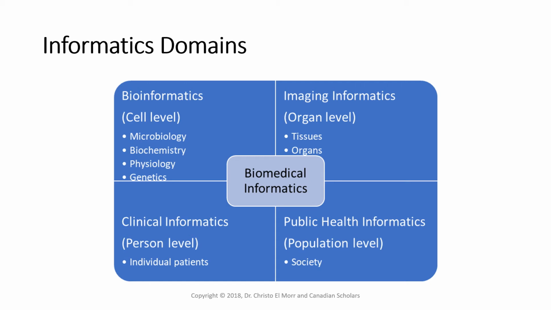So here, when we talk about bioinformatics and we look at cell levels, these are all data. Now when we have data, we can classify it based on microbiology, based on biochemistry, so the chemistry of life, based on physiology, or how organs work, and then based on genetics. So we may now imagine that we have a person and we are able to get some information regarding the bioinformatics of that person.